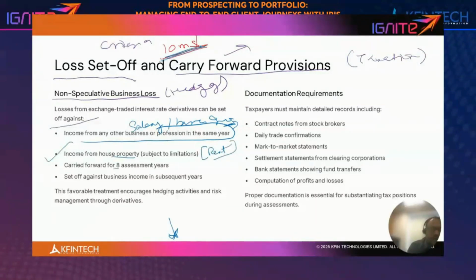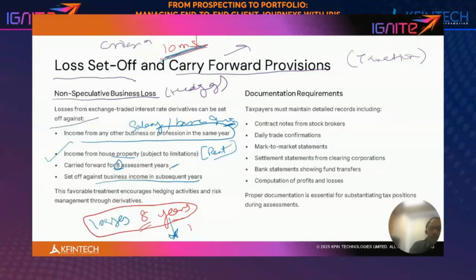Carry forward for 8 assessment years. Set off business loss against business income in subsequent years. That means losses can be carried forward for 8 years. So if I had a loss in FY 2019 and I have a profit in FY 2024, which is 5 years later, the loss in the earlier year can be set off against the profit in this year. There is the 8-year carry forward provision.